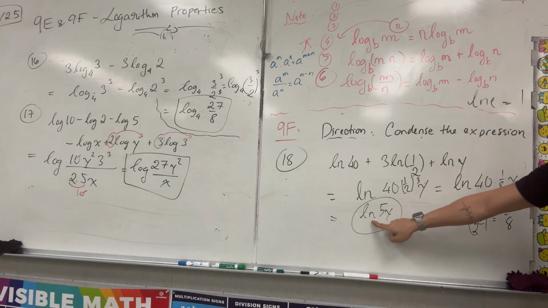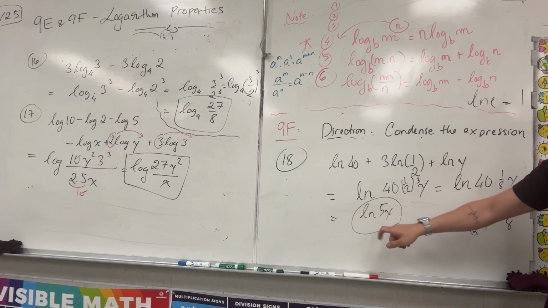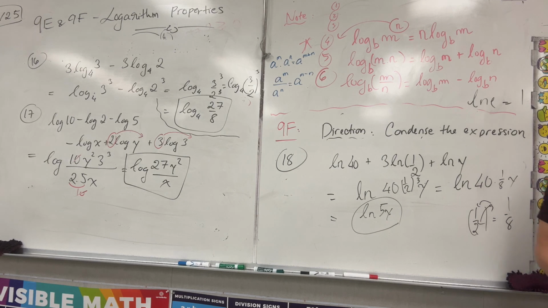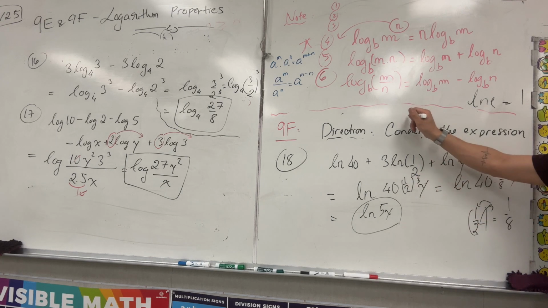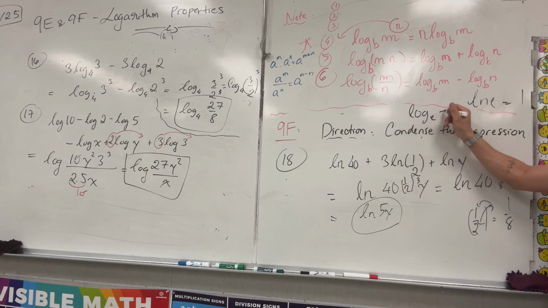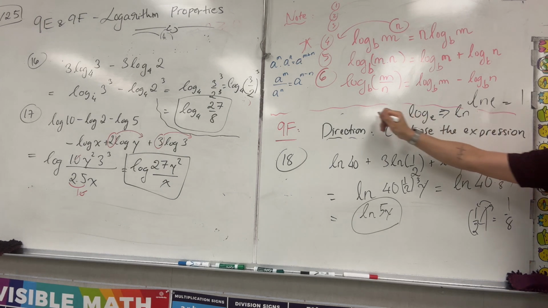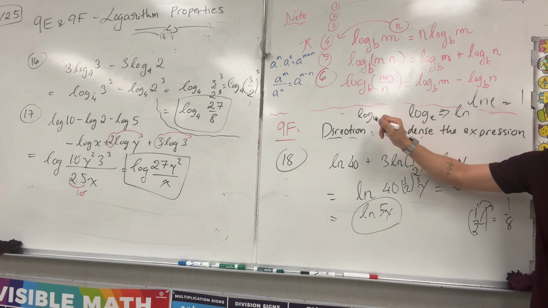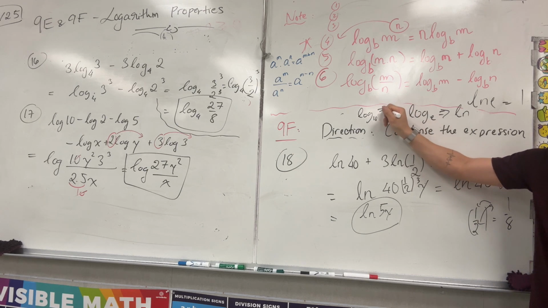No, this is the best. Don't write log base e. If you see log base e, always convert them into ln. If you see log base 10, just erase the 10. Whenever you see log of base 10, always write them as log.